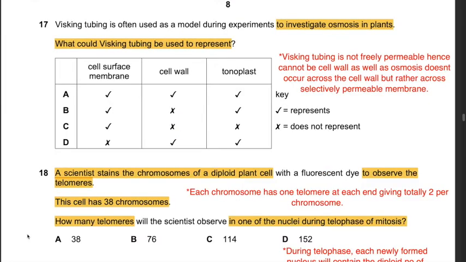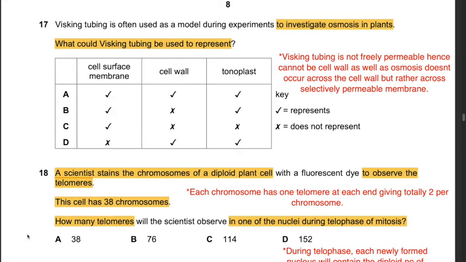Question 17. Visking tubing is often used as a model during experiments to investigate osmosis in plants. What could Visking tubing be used to represent? Osmosis is when water moves from a higher water potential to a lower water potential, that is down a water potential gradient through a partially permeable or selectively permeable membrane.